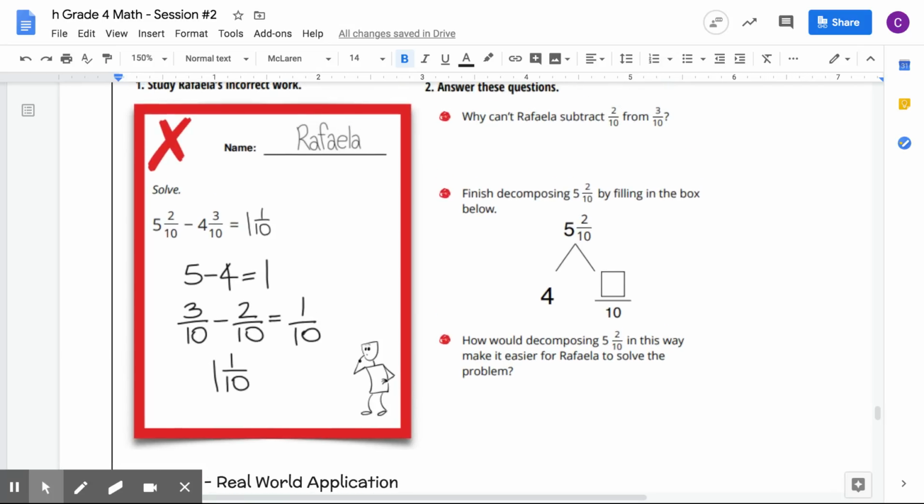The last question says, how would decomposing 5 and 2 tenths in this way make it easier for Rafaela to solve the problem? So I'm going to let you solve that by yourself and explain why we would decompose that way. Think of fraction models and think of the mistake Rafaela made.